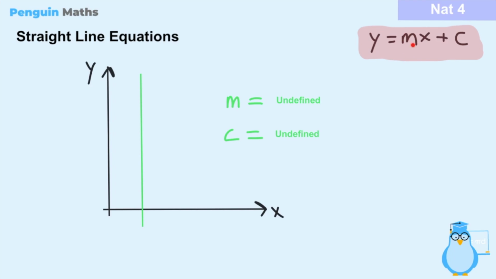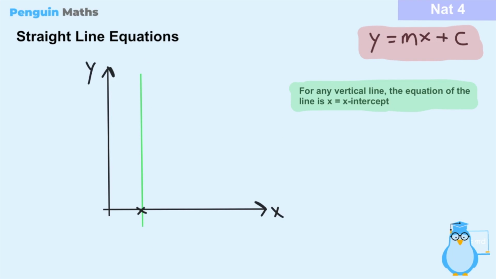So if m is undefined and c is undefined, then how do we get an equation for a line that is vertical? Well, just like horizontal lines we could define by the point they cross the y-axis, we can do the exact same for vertical lines at the point in which they cross the x-axis. So we can say that for any vertical line, the equation of the line is x is equal to the x-intercept. In other words, x is equal to whatever point it crosses the x-axis.